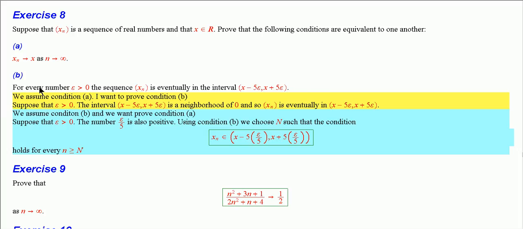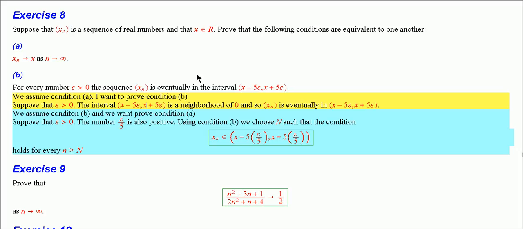I want to prove condition B. Condition B says for every epsilon greater than 0, I said suppose epsilon greater than 0. The stick center x radius 5 epsilon is a neighborhood of x, so the sequence is eventually in there. End of story. The first implies the second is too easy. Now we come from second to first.